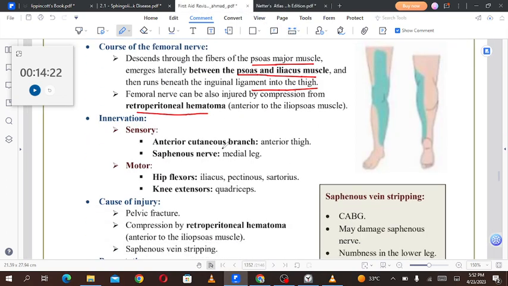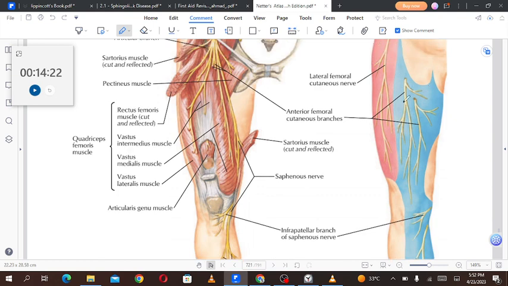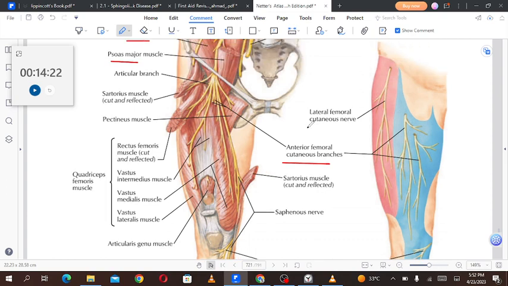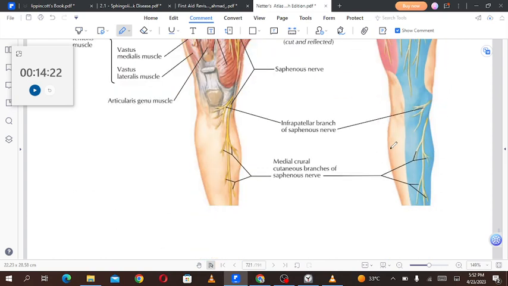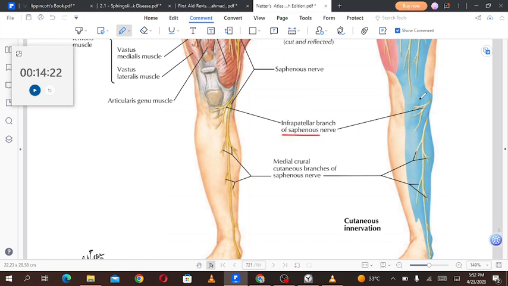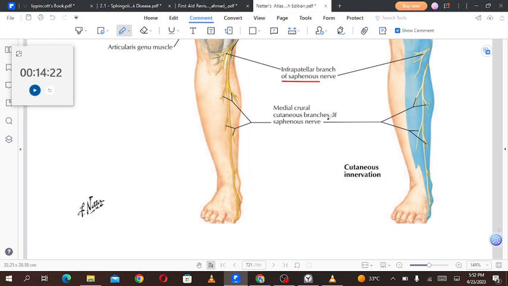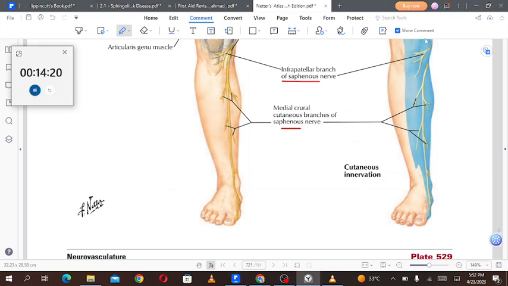Innervation. For sensory innervation, the anterior cutaneous branch will supply the anterior thigh, as you can see here. I will bring a clearer picture. And the saphenous nerve will supply the medial thigh, medial leg. So the anterior cutaneous branch supplies the anterior aspect of thigh, and the saphenous branch supplies the medial aspect of leg. Here is a better picture. The anterior femoral cutaneous branches supply the anterior aspect of thigh. The lateral femoral cutaneous branch supplies the lateral aspect of thigh. Then the infrapatellar branch of the saphenous nerve supplies the medial aspect of leg, and the medial crural branches of the saphenous nerve supply all the way down, and the saphenous nerve is the longest cutaneous branch as well.